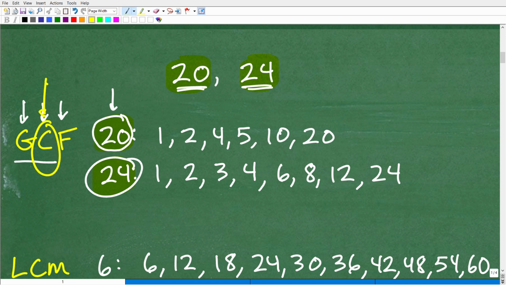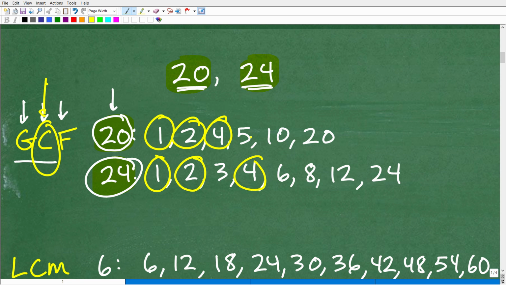Okay, so now that we have all the factors listed here, let's start looking at common factors. What factors do 20 and 24 have in common? Well, they have a 1 in common. They also have a 2 in common. What else do they have in common here? So I'm looking here. 4. Oh, this one has a 4 down here. This one doesn't have 3. This number, is there 5, 6, 10? Nope. So that's basically it. So what are the common factors? 1, 2, and 4.